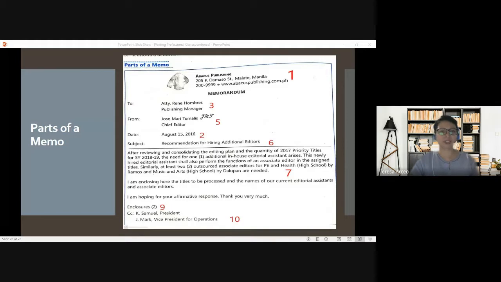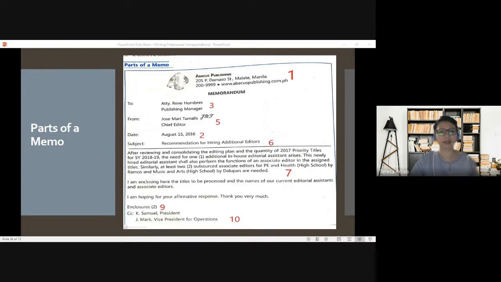When discussing a number of subtopics, a topic heading may be used so that the readers can quickly locate information. Never indent the first line of each paragraph. If the memo exceeds one page, begin the following page with the recipient's name, date, and page number. Example, Mr. Rojas, comma, July 14, 2021, comma, page 2.